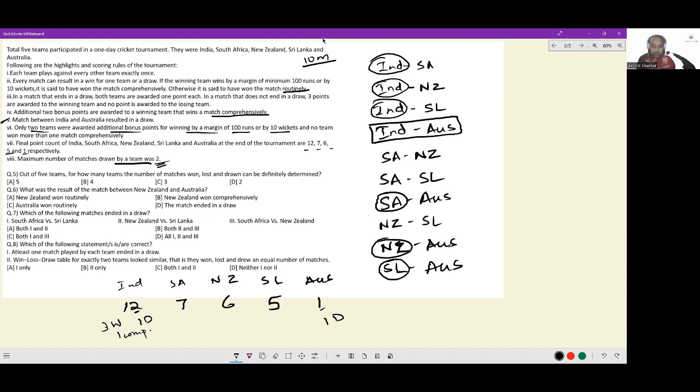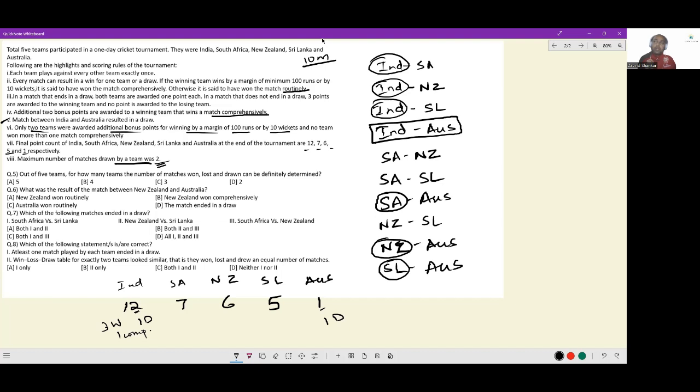The only way you can make 6 points is, there are 2 ways in which you can make 6 points. Either you win a match comprehensively and have a draw, or you have 2 routine wins. Those are the only 2 ways in which you make 6 points. You cannot have 2 draws included within 6 points.